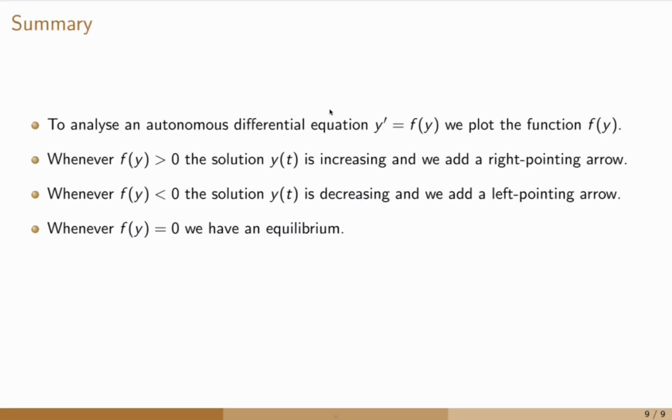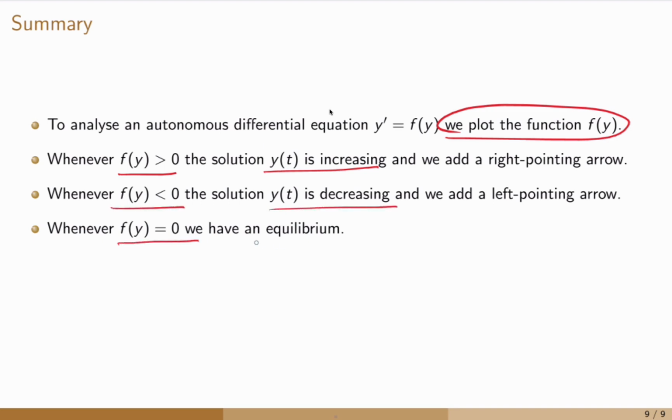Let me summarize. So to analyze an autonomous differential equation y prime equals f of y, we first plot the function f. And then we know whenever f is positive, the solution increases. Whenever f is negative, the solution decreases. Whenever f is 0, we have an equilibrium point. Now, tell me that this method is not cool. I don't believe you.